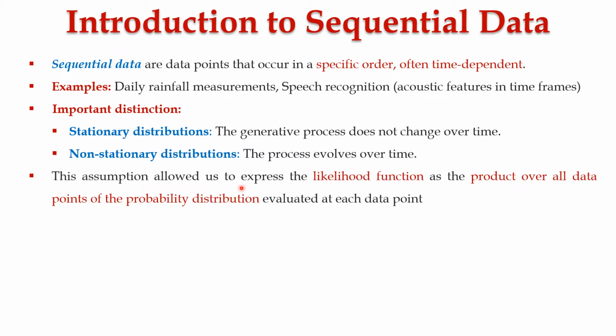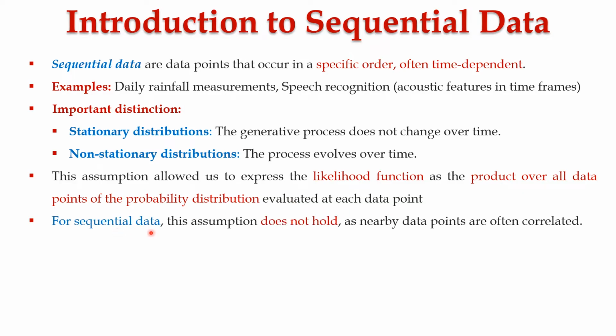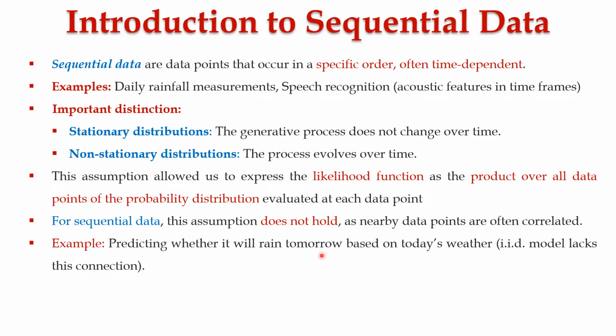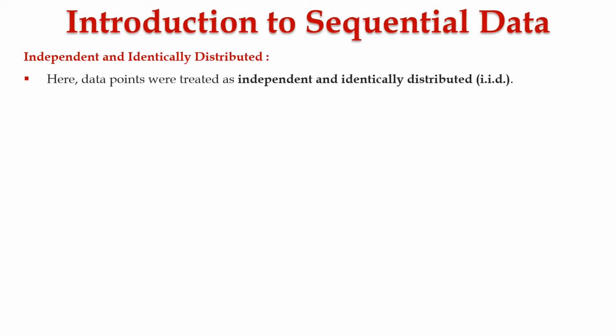This assumption allows us to express the likelihood function as the product over all data points of the probability distribution evaluated at each data point. For sequential data, this assumption does not hold, as nearby data points are often correlated. Example, predicting whether it will rain tomorrow based on today's weather.